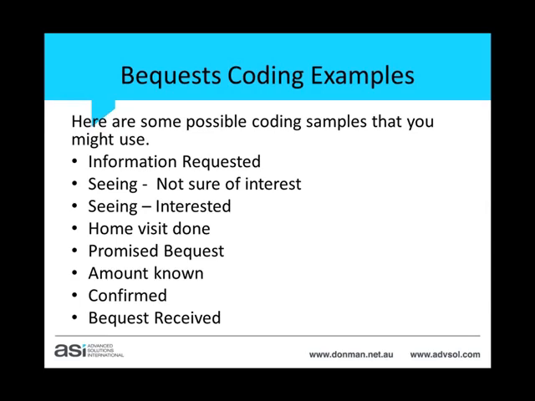Another step in the process might be the bequest is promised. Now, this is just a verbal idea that somebody said, look, yes, I'm intending to give you a bequest. You don't know how much. You can't actually confirm it. And then the next step along is amount known, where they've actually told you, look, I'm going to leave you $50,000 or $100,000 or 10% of my estate.